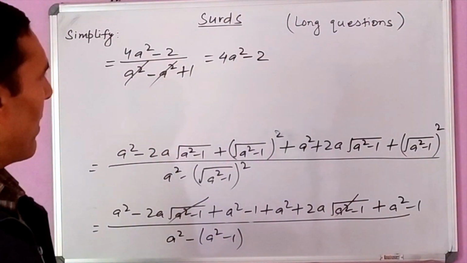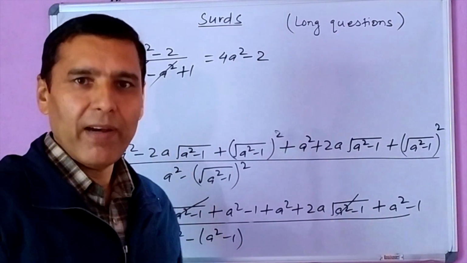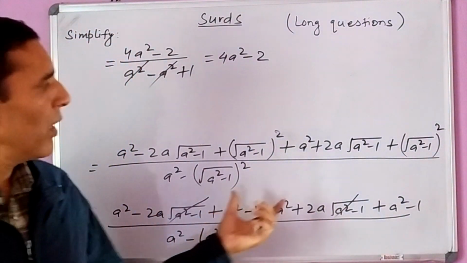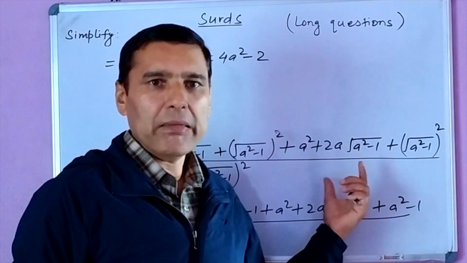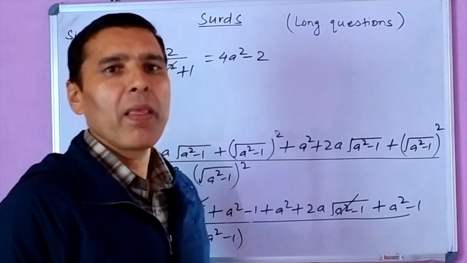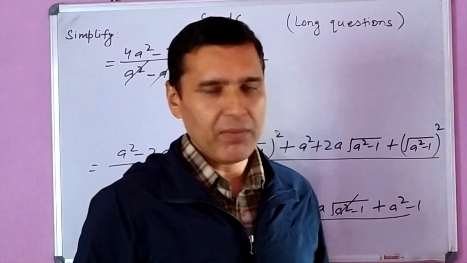So in this way, this question also we could simplify easily by taking the LCM directly because the denominators of the two terms are conjugates of each other. When you take the LCM and they multiply together, they rationalize themselves.